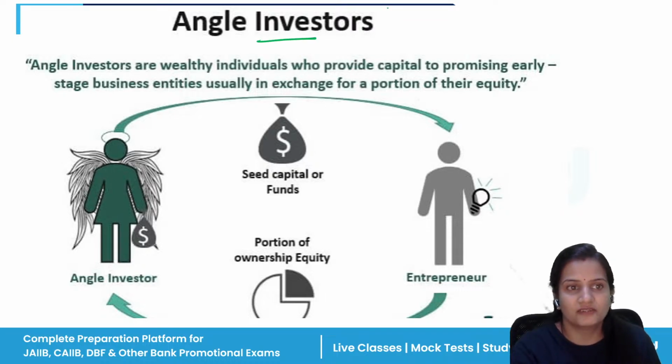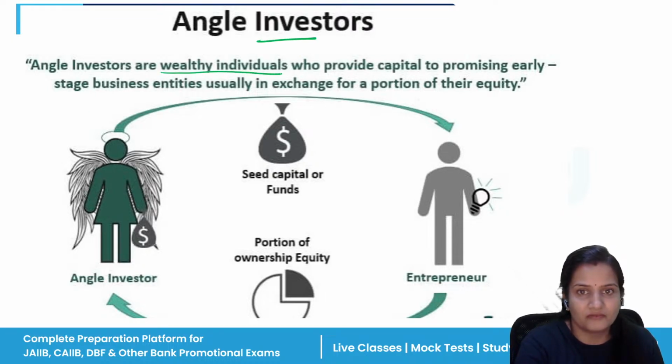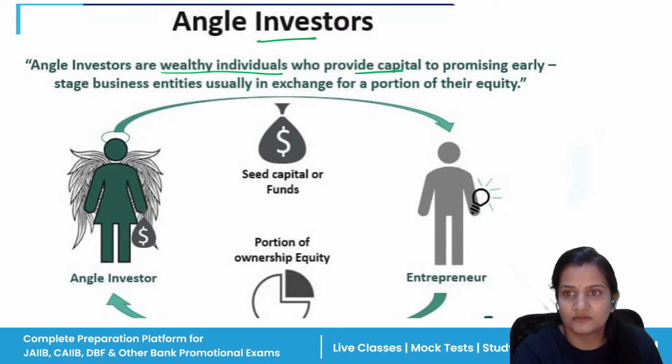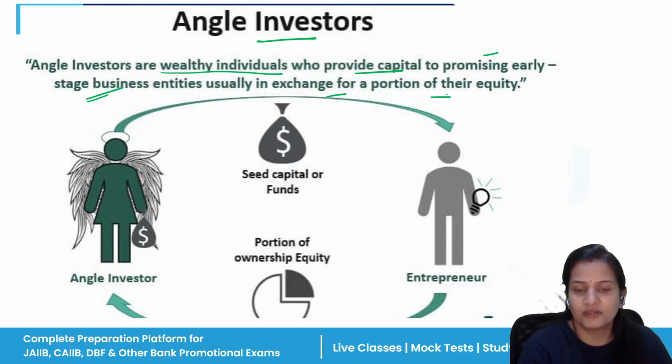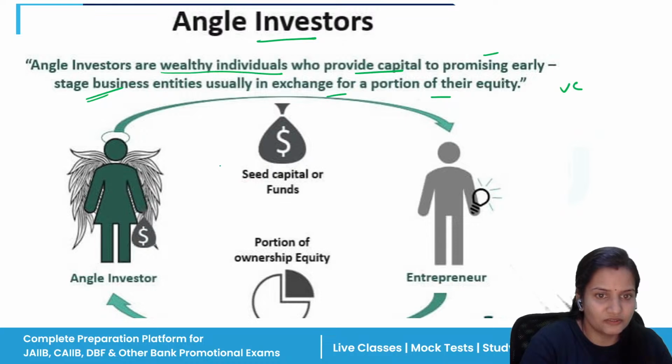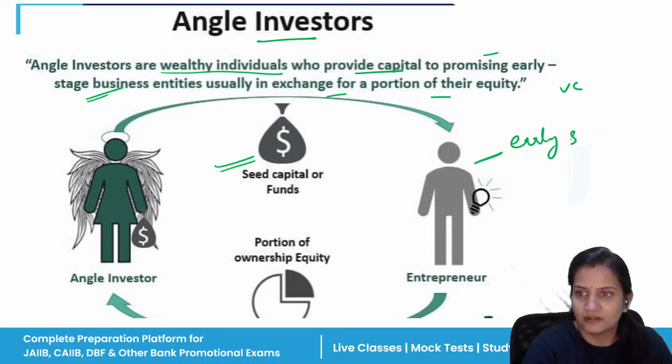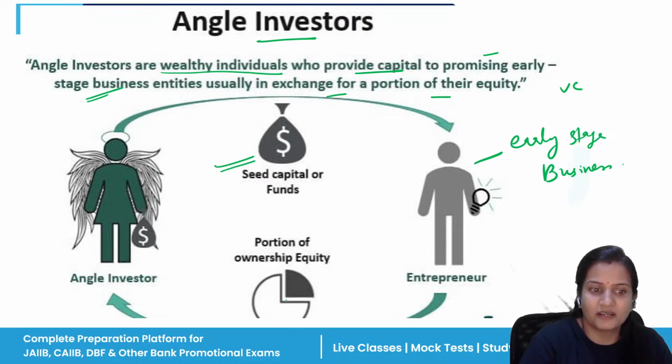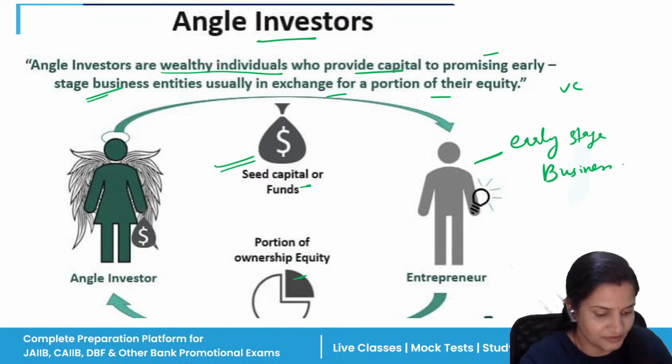Now, what are angel investors? Angel investors are wealthy individuals who provide capital to early stage businesses. They also take a portion of equity, but not as much as the venture capitalists. So they provide seed capital, or early stage capital funds, to the early stage business. Suppose this is the entrepreneur or early stage business, and this entrepreneur will give the angel investor a part of their ownership equity. In return for this equity, they will provide what? Funds. This is how they work.